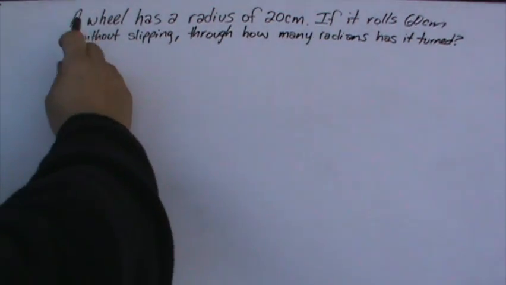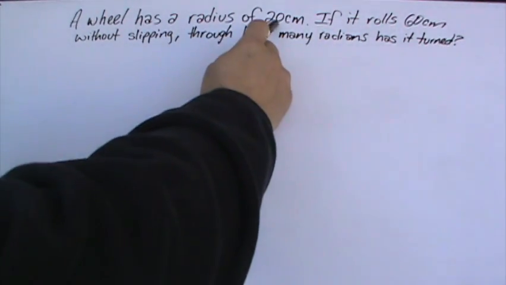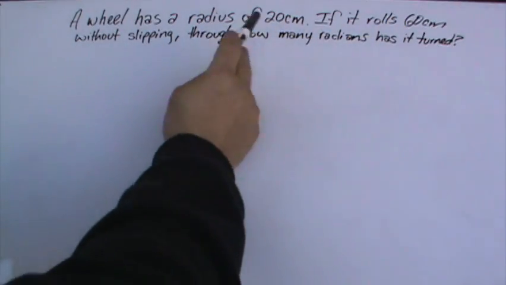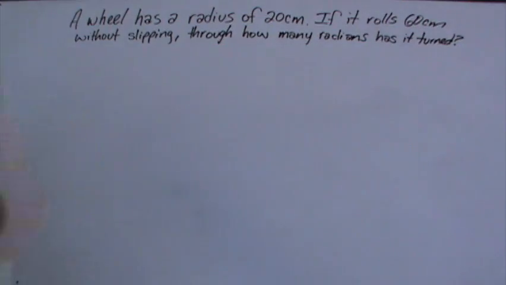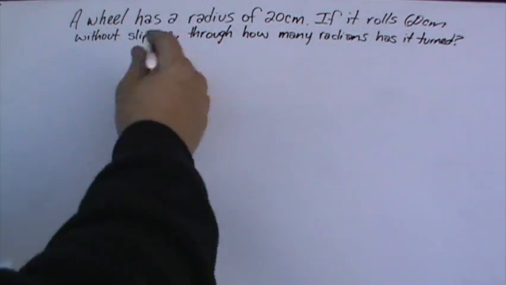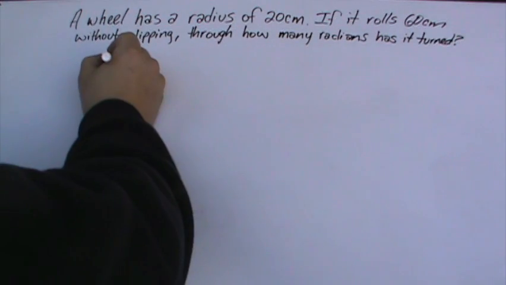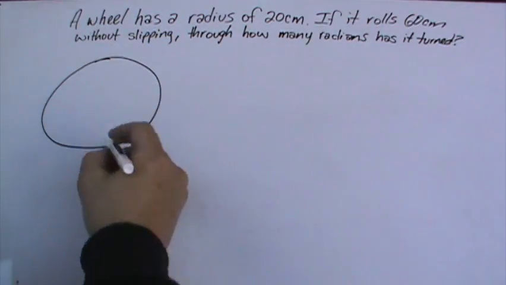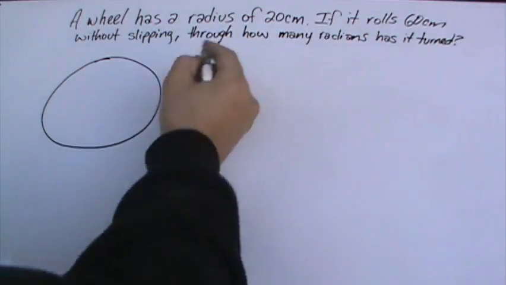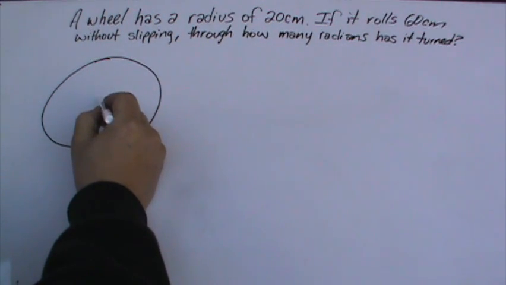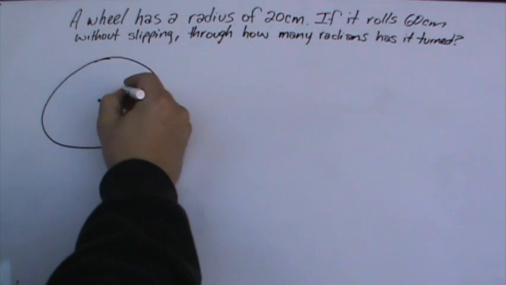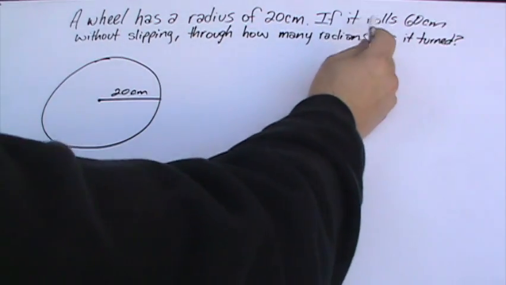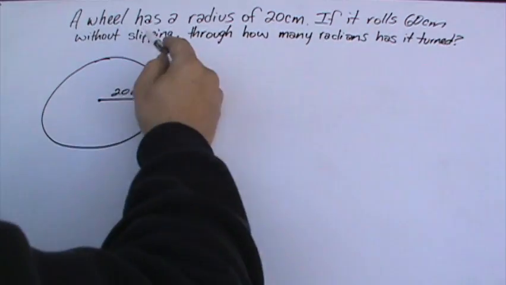Next question. It says a wheel has a radius of 20 centimeters. If it rolls 60 centimeters without slipping, through how many radians has it turned? First thing you want to do when you have this type of question is start drawing it, try to visualize it. So let's say this is a wheel, has a radius of 20 centimeters.